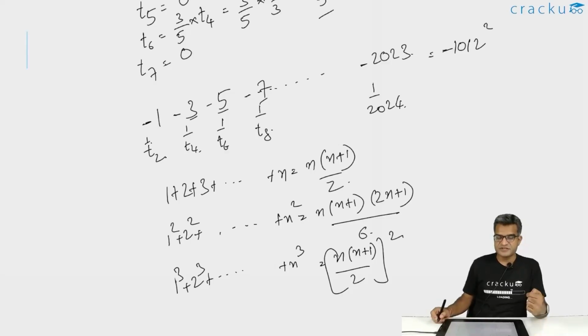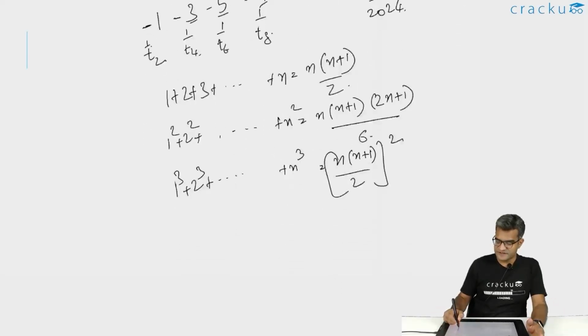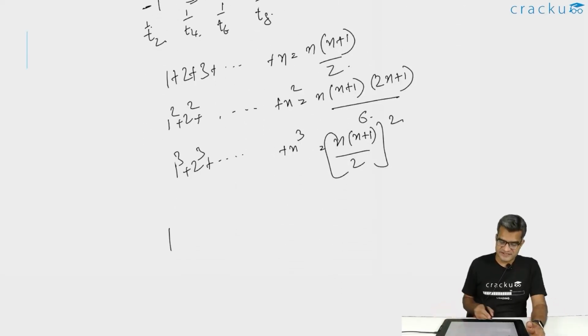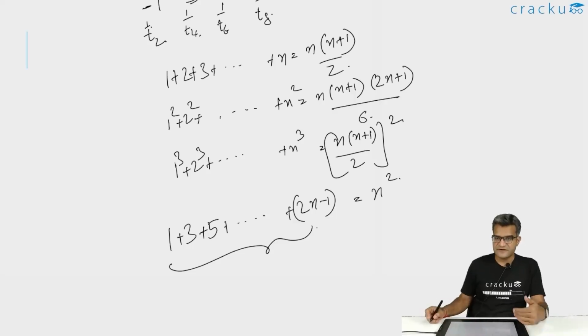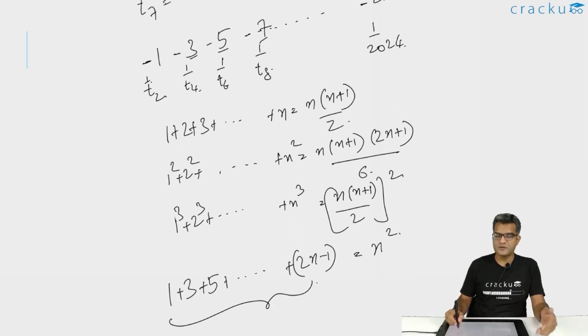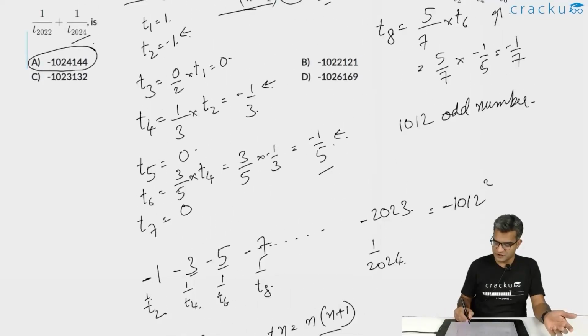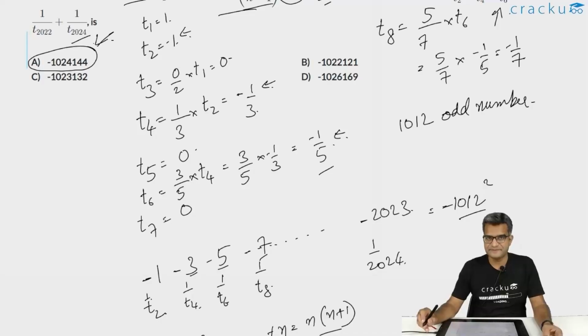And the formula that we used in this particular question is the sum of the first n odd numbers. We are not looking at the first n natural numbers. What is the first odd number? It is 1. What is the second odd number? It is 3. What is the third odd number? It is 5. What is the nth odd number? It is 2n minus 1. The sum of the first n odd numbers is equal to n square. Here we are asked to calculate the sum of the first 1012 odd numbers, which will be 1012 whole square. You have a minus in front of everything. So the correct answer is option A.